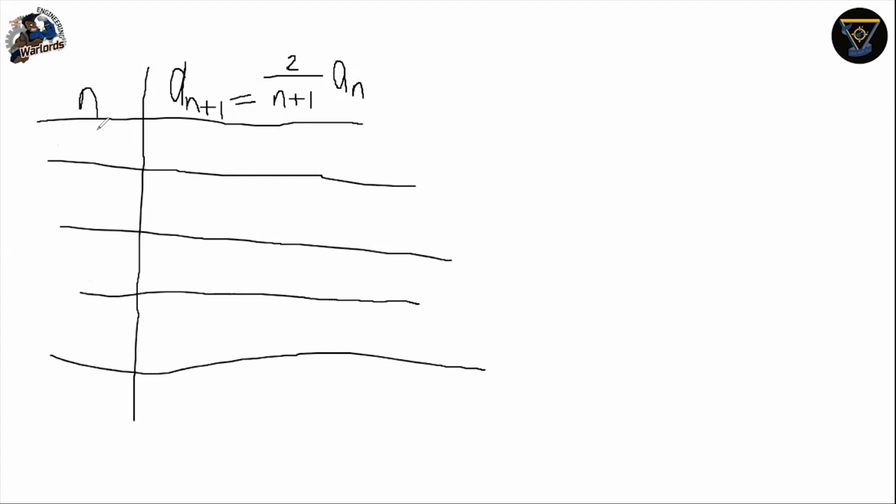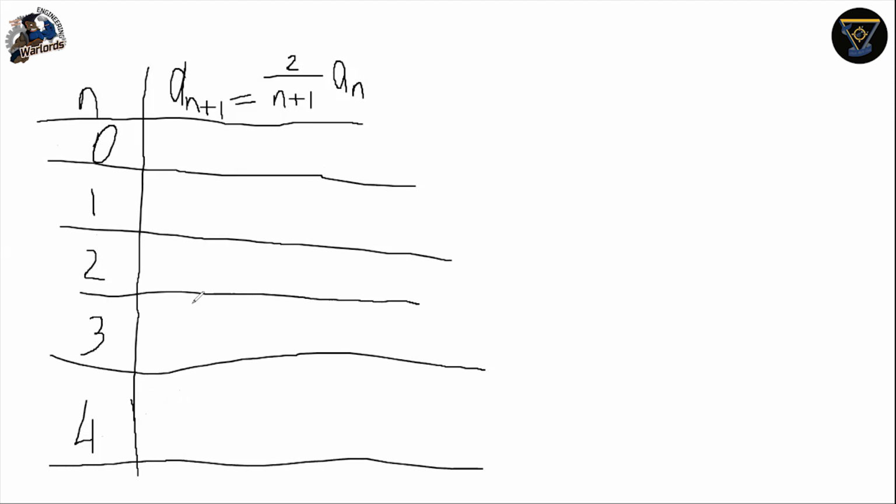So we can say it starts from n is equal to 0, n is equal to 1, 2, 3, we can go to 4. We'll just stop at 4. You can go to as many as you want, just ensure that you have a good amount, right? Well, I want to stop at 4. So anywhere you see n, you put 0. So this is going to be a to the 0 plus 1, which is just a to the 1, right?